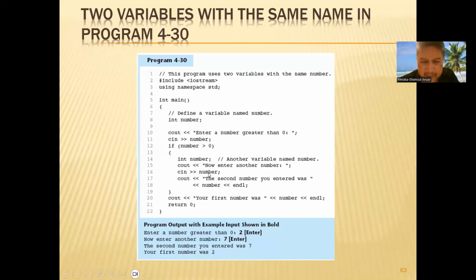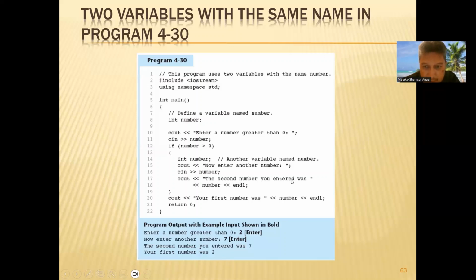By right, it's not a good thing to do. Cout, enter another number. Cin number. Cout, the second number you entered was this one. This one goes to the next line. Cout, your first number was this one. So in terms of output, enter number, he or she entered 2. Now enter another number inside the other block, 7. The second number you entered was 7. The first number was 2.